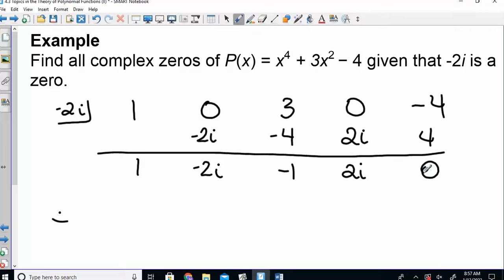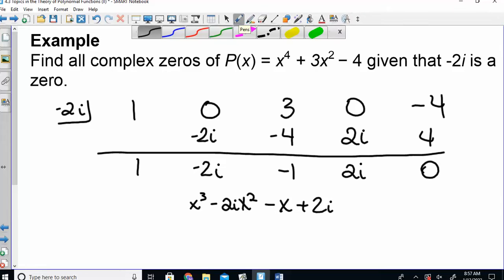Now, at this point, we normally write our polynomial, right? But this is not a pretty polynomial. This is x cubed minus 2i x squared minus x plus 2i. It still has lots of i's in it. So this is not something I want to factor. Box method and such, we want to have all real numbers when we do that. But if negative 2i was a 0, what else has to be a 0?